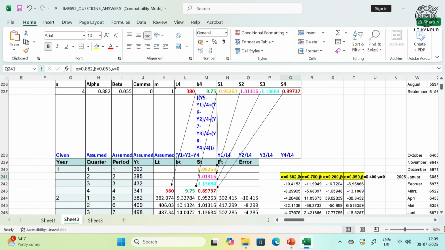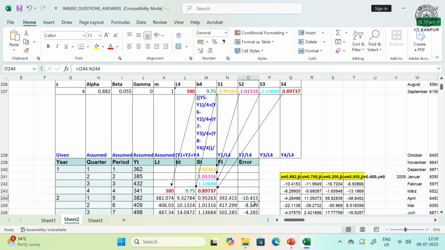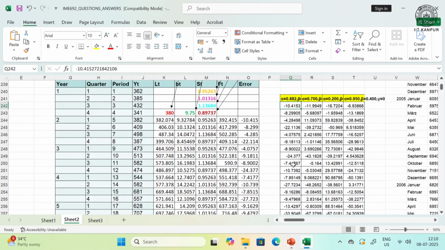So, if I click on the first one, if you see, the value of alpha is 0.882 and beta is 0.055, gamma is 0. So, if I change these values in this equation, I have the error which is given here, minus 10.415, which is in this cell. So, the next value is minus 8.299, this is here, minus 8.299. The next value is minus 4.285, the next value is minus 4.285.